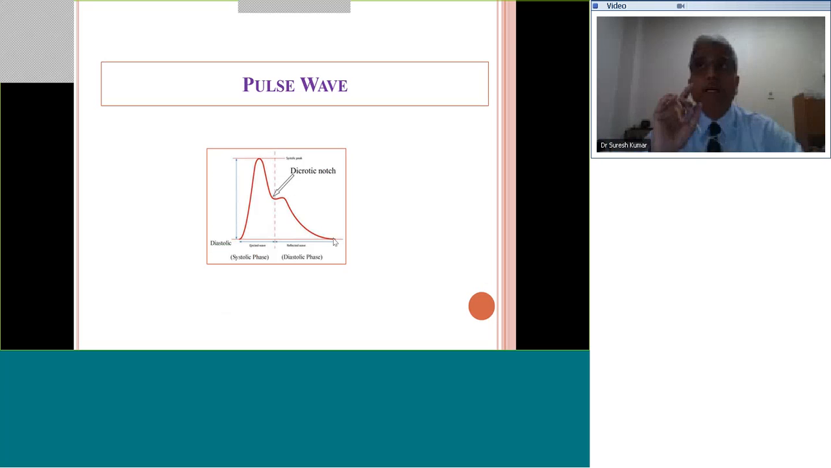But if you are familiar with a radial artery trace in the post-op ICU, you will find that the percussion wave and the dicrotic wave are always there. The position of the dicrotic notch is higher in a central arterial trace, and it is lower in a peripheral arterial trace. So in a radial artery trace, the dicrotic notch would be even lower.